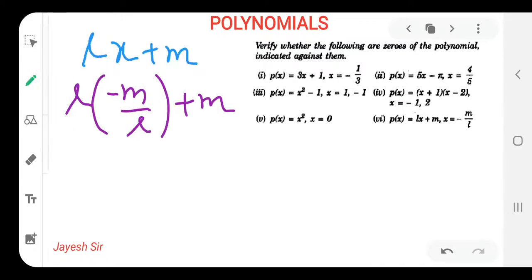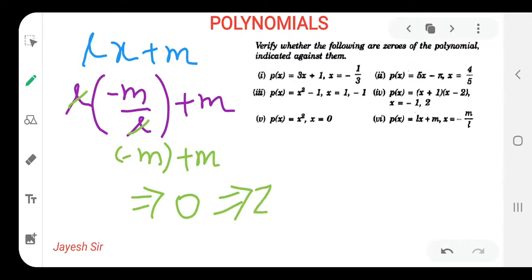Now what we can do, l got cancelled, so minus m is remaining and plus m. Minus m plus m gives 0. So the given value follows zero of the polynomial. I hope you all might have understood it properly friends. So let's move to our next topic.